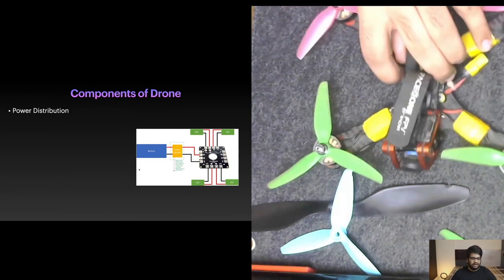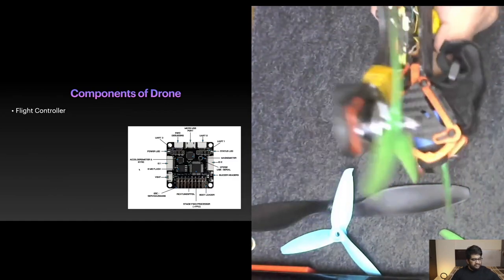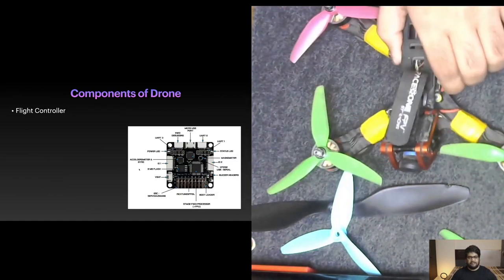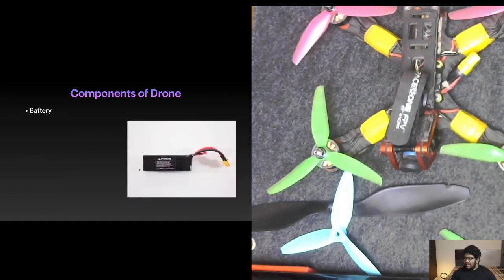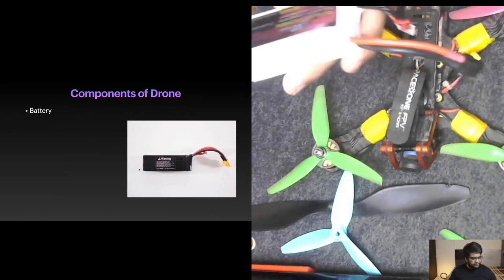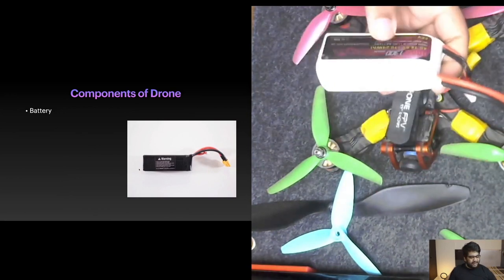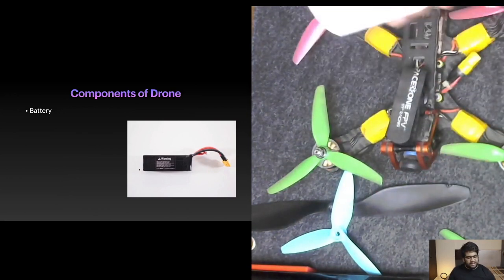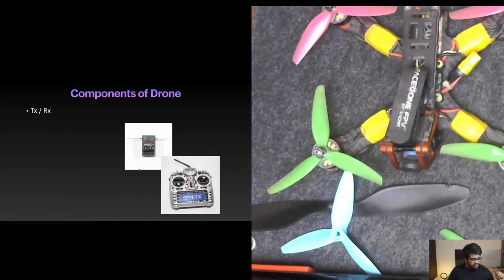Then we have the brain of the drone, that is the flight controller right here. This brain carries some sensors and a CPU and does all kinds of computation. Then we have a battery. I have no battery there, but here is a battery. This is a lithium polymer battery, and a very risky thing if not used correctly. So we will be talking about that and its hazards in the battery chapter, and how to charge it and how not to. Then we have the transmitters and receivers.